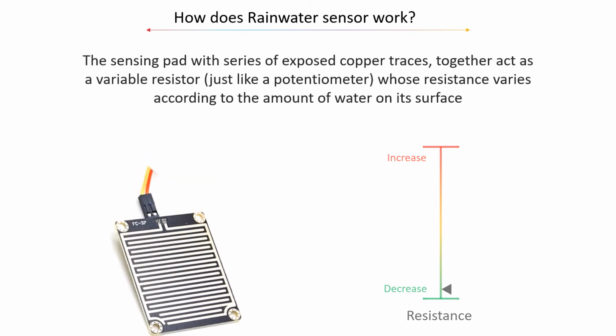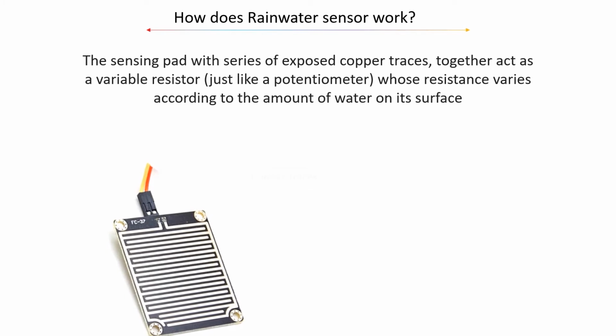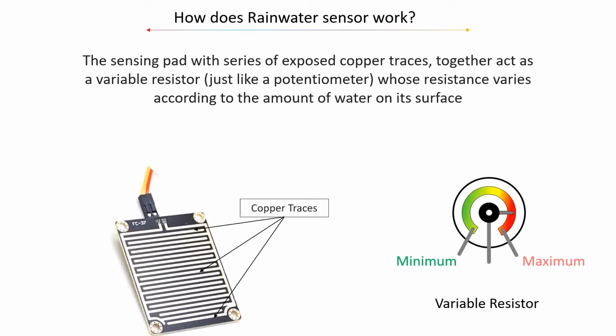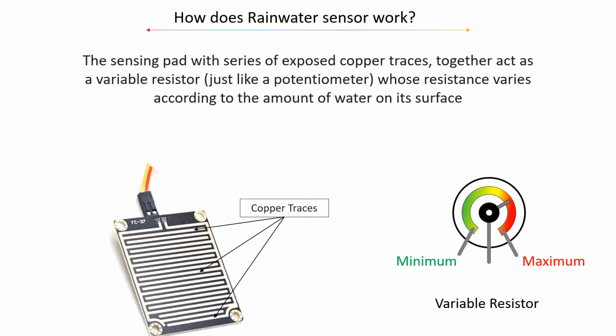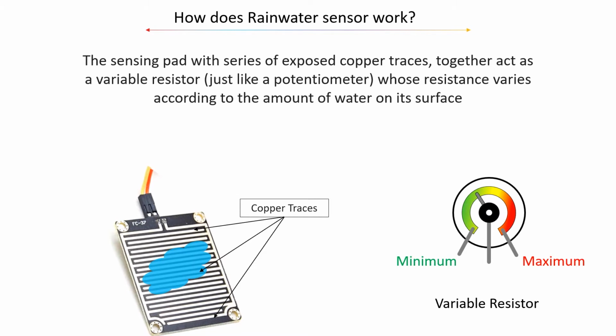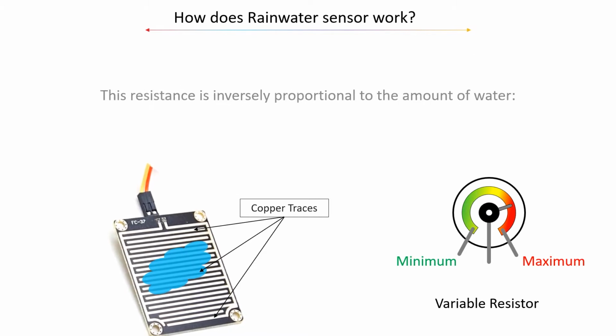The sensing pad with a series of exposed copper traces together acts as a variable resistor, just like a potentiometer, whose resistance varies according to the amount of water on its surface. This resistance is inversely proportional to the amount of water.